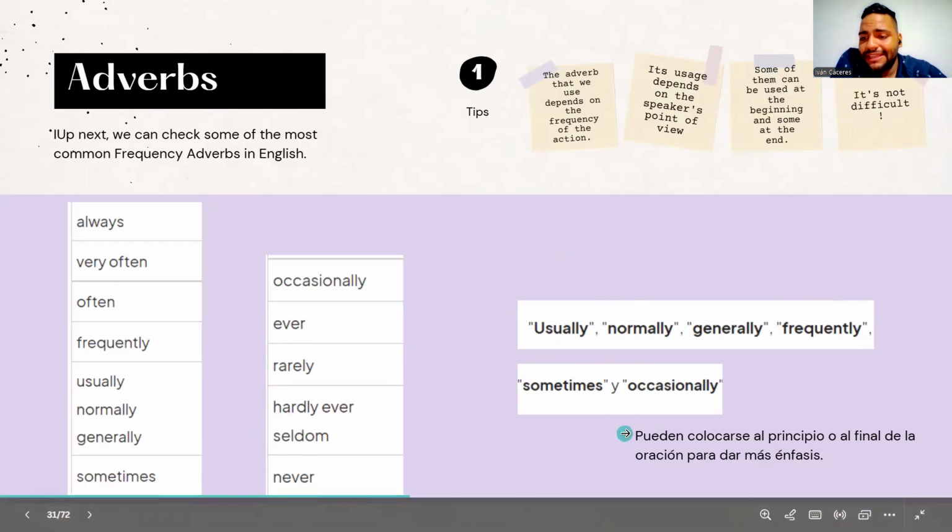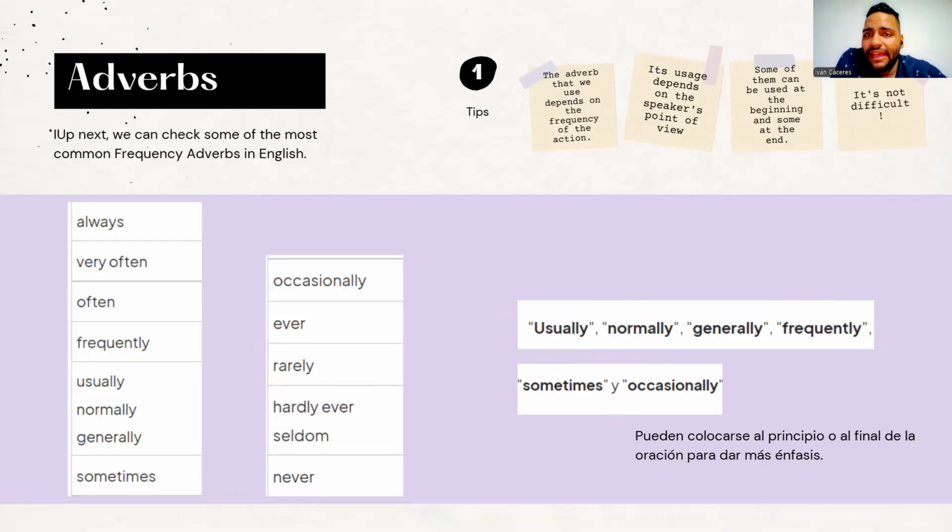Usually, normally, generally, frequently are the same, and sometimes and occasionally are also similar, and they can be at the beginning or at the end of the sentence for more emphasis. The adverb that we use depends on the frequency of the action, and its usage depends on the speaker's point of view, and some of them can be used at the beginning.